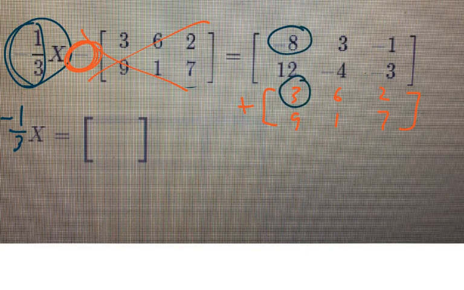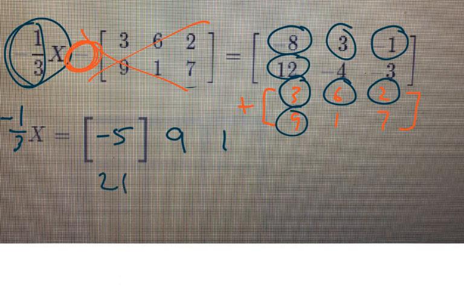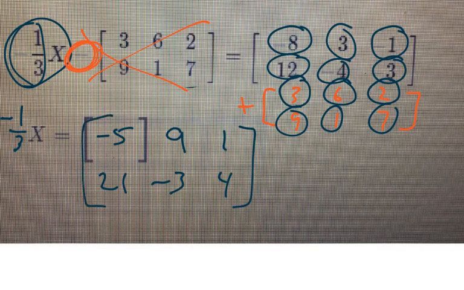Negative 8 and 3 is negative 5. 3 and 6 is 9. See how I'm matching up each, what we call entry, position by position, right? Top right goes with top right, for example. Negative 1 and 2 is 1. 12 and 9 is 21. Negative 4 and 1 is negative 3. Negative 3 and 7 is 4. There's my negative 1/3 x matrix.